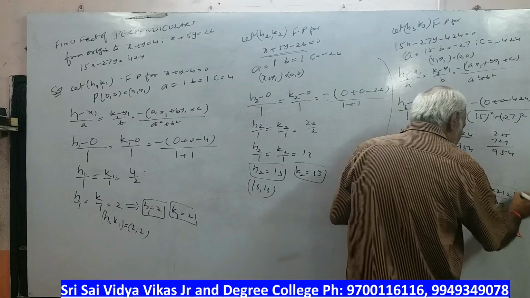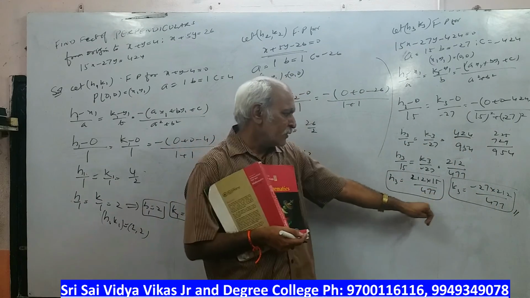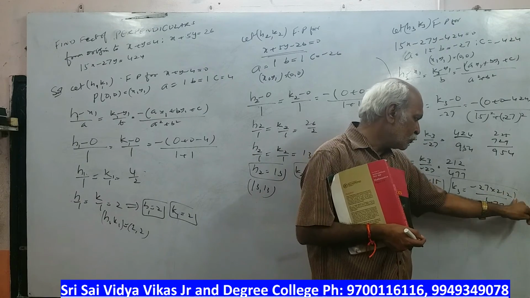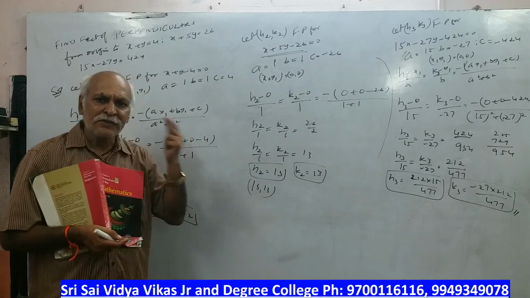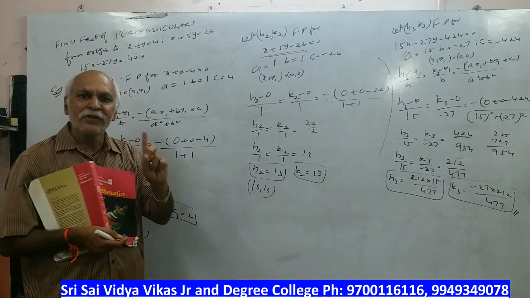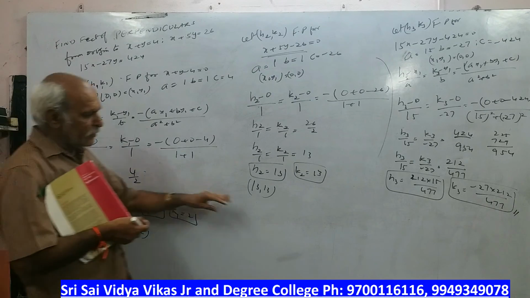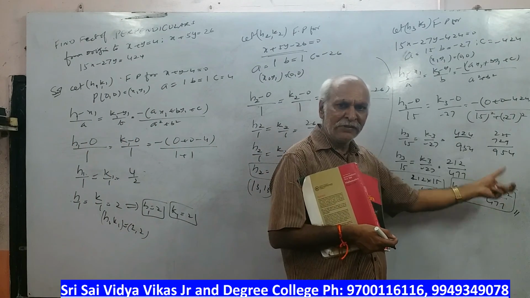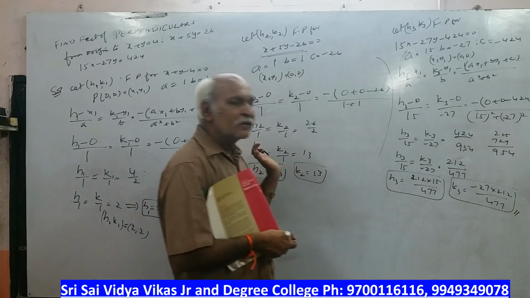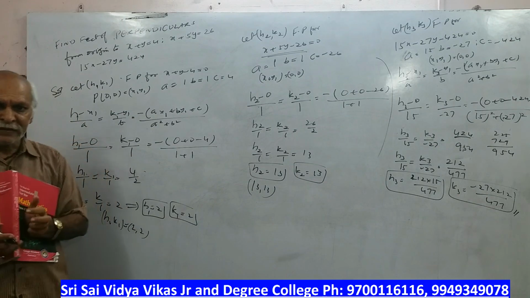No other cancellation will come. So h3 is 212 into 15 by 477, then k3 is minus 27 into 212 by 477. You don't need to multiply this. In the last ten years he has given this only one time, for 4 marks. So he will give you 3 parts: first one h1 k1, next h2 k2, next h3 k3. Here there is no need of any simplification. You can leave the answer like this. So here we are using the foot of the perpendicular concept. Okay, let us see the next problem.